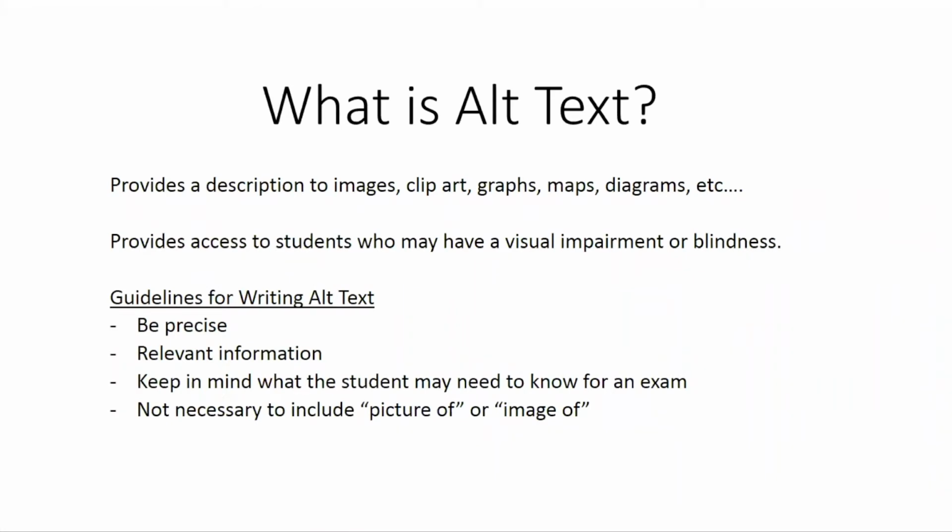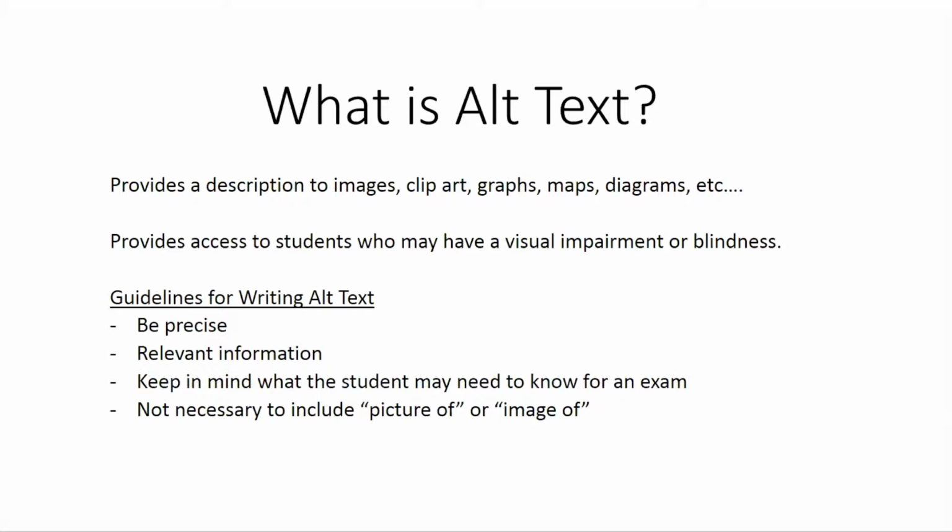When adding pictures to your Blackboard course content, you should also be adding alternative text, which is also known as alt text, to those images as well. Alt text provides a description to any of your pictures, maps, diagrams, really anything in your Blackboard course site that provides visual information to students.